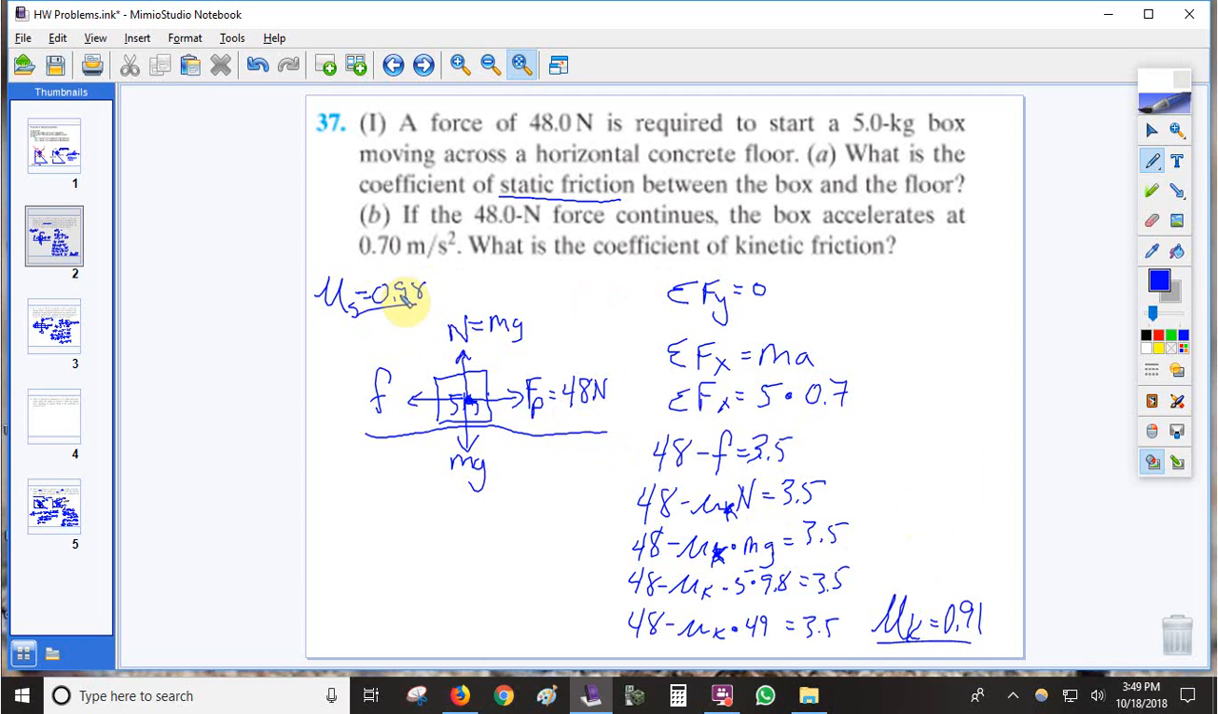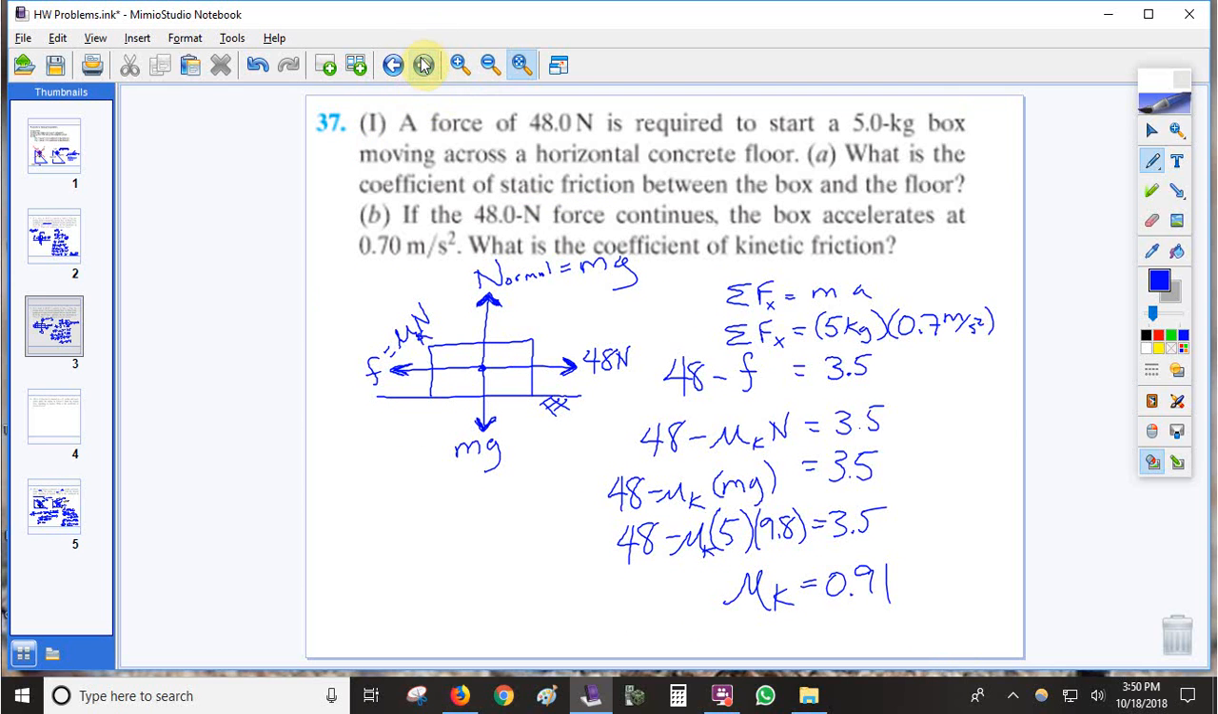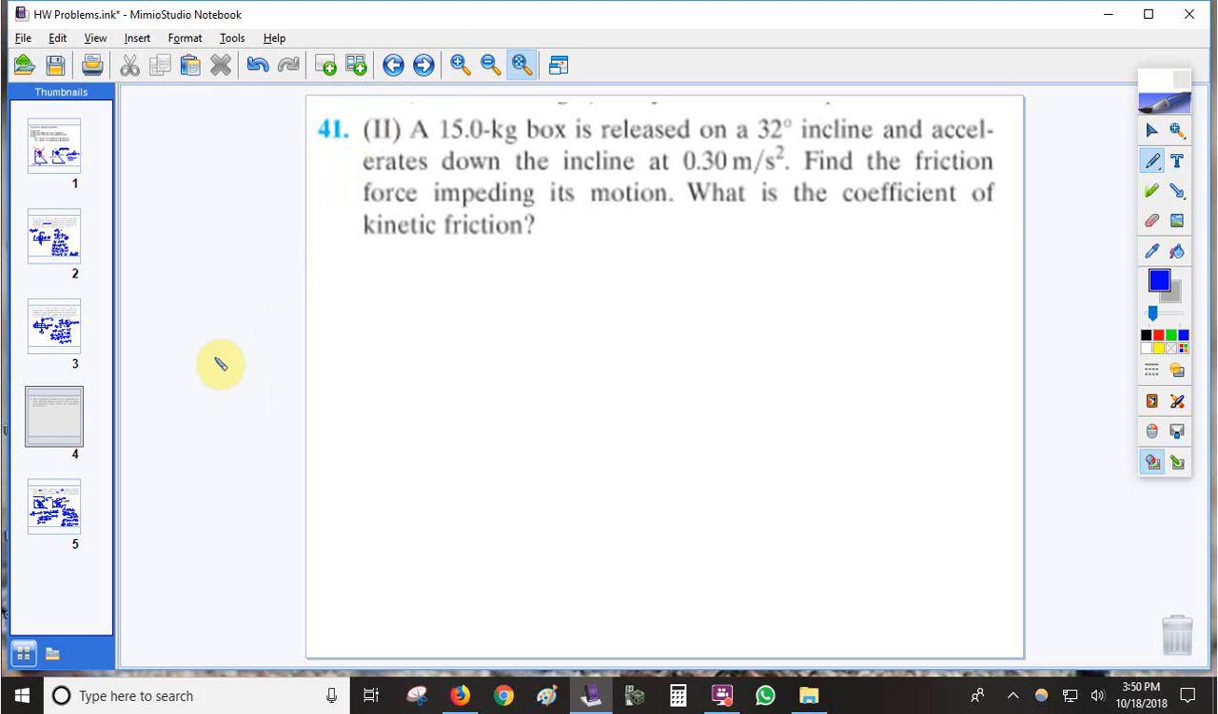That means I have to pull with 98% of the weight to get it started. In order to keep it accelerating at this particular rate, I need to continue to pull with 0.91, or 91%. Okay? Cool. Hey, look, I did it yesterday too. It still worked.